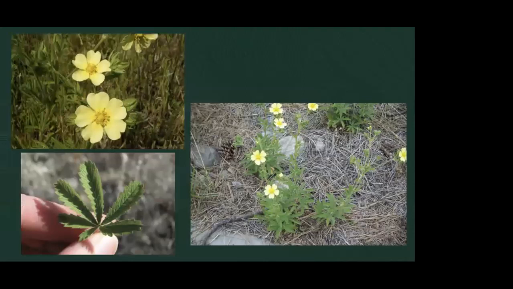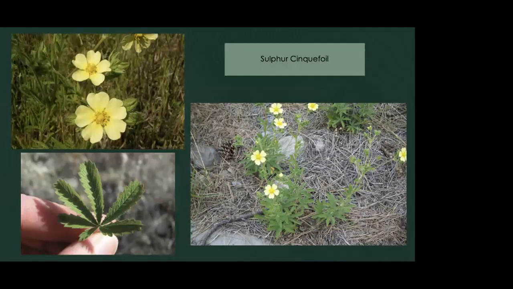And then the last one I have here is sulfur cinquefoil. So sulfur cinquefoil invades grasslands, dry open forests, and disturbed sites. I'll see this one a lot along trails that I'm walking on. It's really small and low to the ground. A single plant can produce up to 1,600 seeds, and they live up to 20 years as new shoots can emerge from the main root.